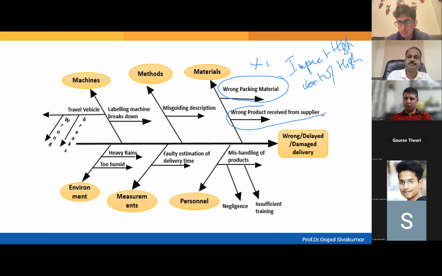Now the second factor. What is this? Wrong product from the supplier. Now you ordered a vegetarian item, but the hotel fellow has packed a non-vegetarian item. And now the impact is? High. But now the control. How is the control now?